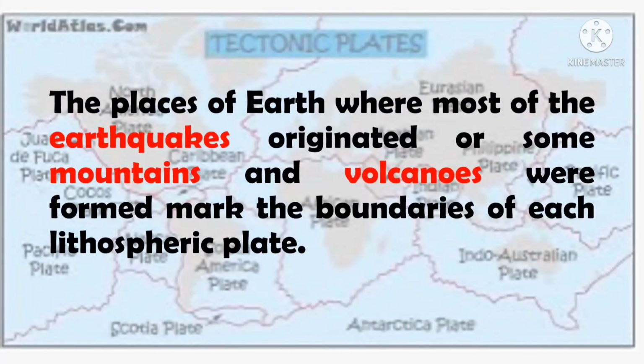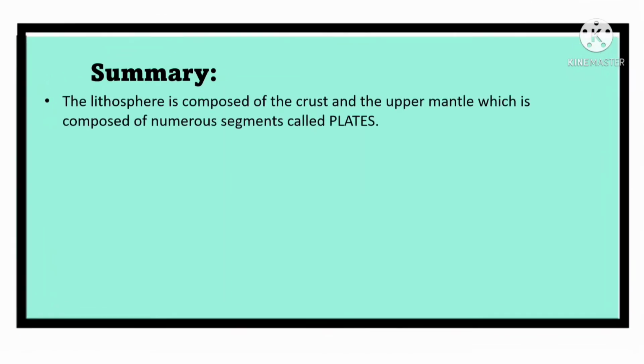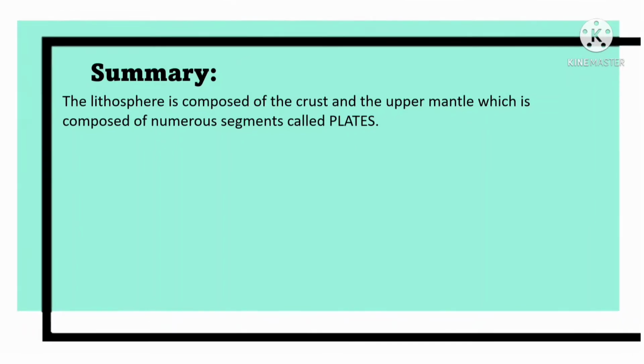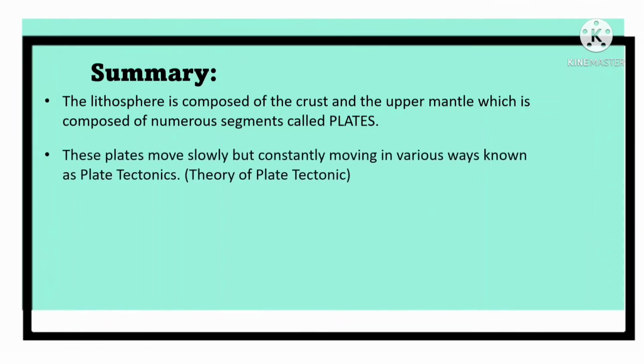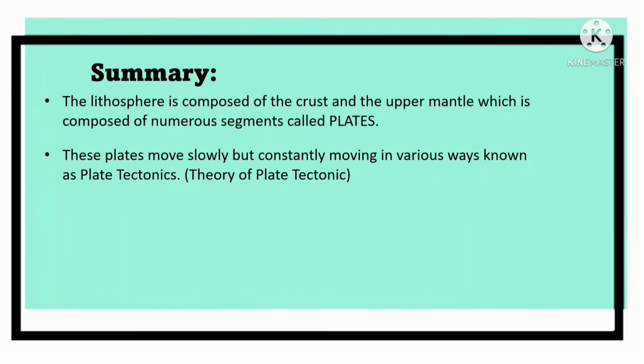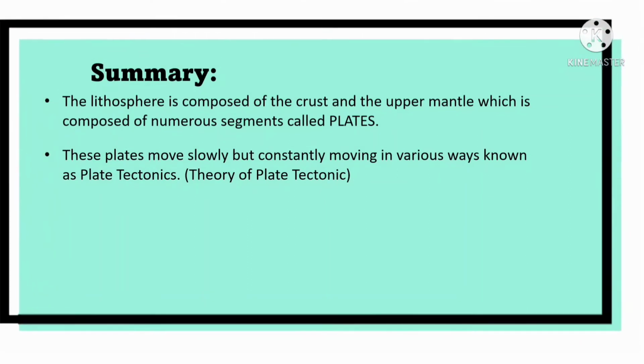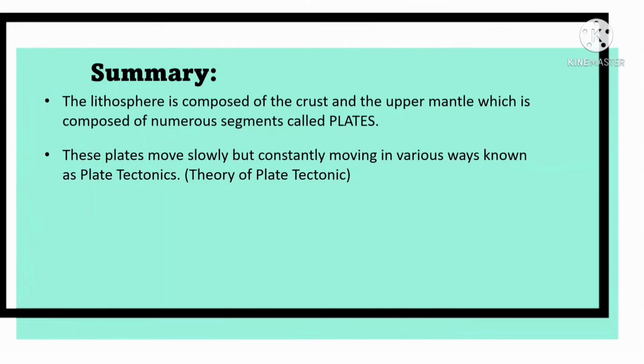The places of Earth where most of the earthquakes originate, or where some mountains and volcanoes were formed, mark the boundaries of each lithospheric plate. To summarize what you've learned for today's lesson discussion, the lithosphere is composed of the crust and the upper mantle, which is composed of numerous segments called plates. These plates are slowly but constantly moving in various ways, known as plate tectonics, from the theory of plate tectonics.